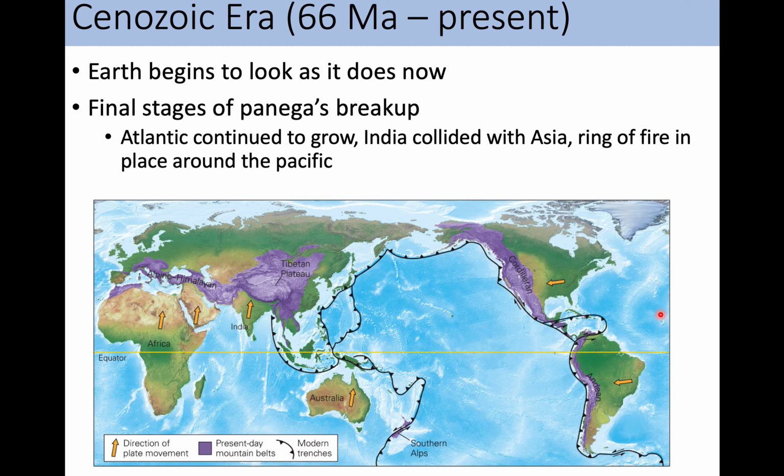This is really the final stages of Pangea's breakup, and the surface of the Earth begins to look exactly as it looks right now. India during this time did collide with Asia, creating the Himalayas here. We also had the continuing spreading of the mid-ocean ridge in the Atlantic, pushing the continents away to how they are now. And the Ring of Fire was forming and very active in our Pacific Ocean. So all of these subduction zones that we've talked about many times in class were subducting. So tectonic activity in this time period is very, very similar to exactly as it is today.